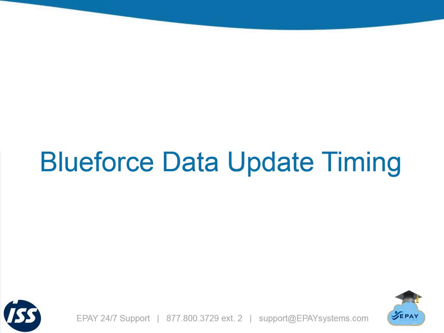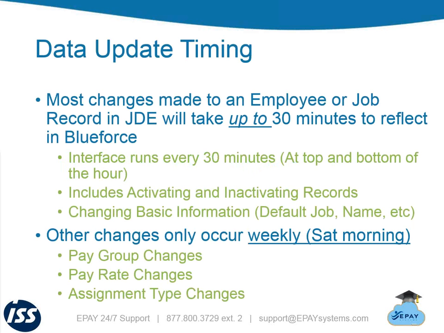So as it comes to timing, specifically, most changes to an employee or job record in JDE will take up to 30 minutes to reflect. So within the next 30-minute window, at the top and the bottom of the hours when all these interfaces run, employee changes will appear correctly in Blue Force. So if you inactivate an employee, you activate a job, whatever it may be. If you change any information, as a default job, you change your name, you change any basic information, those typical changes occur every 30 minutes or within a 30-minute window.